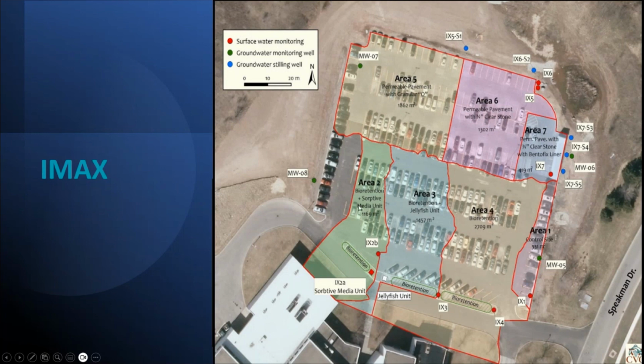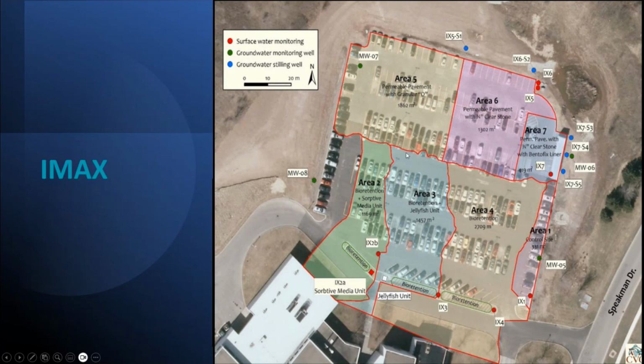We could see in the first area, we had bioretention plus a sorptive media unit, which is also a pre-treatment proprietary device, which can absorb and infiltrate high levels of runoff water and help reduce the levels of phosphorus loading. Bioretention and another proprietary device known as a jellyfish unit. Bioretention alone in Area 4. Area 1 was a control site. And then you had Area 7, which had permeable pavers with 3/4-inch clear stone and a liner included. Area 6 had permeable pavement with 3/4-inch clear stone, but with no liner below. And then Area 5 had permeable pavement with just a granular bedding layer.